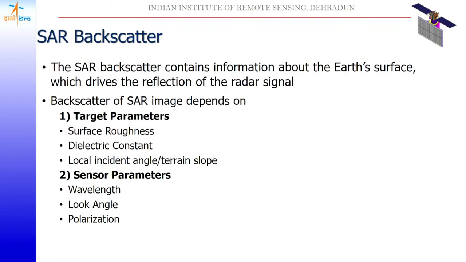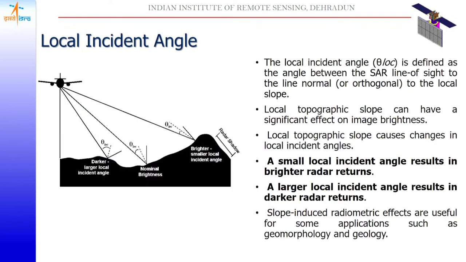So we have seen these three parameters of the target. We cannot interpret any feature on the SAR based on only one parameter. We have to see different target parameters, like the roughness of the feature, the dielectric constant, and the local incident angle. So it will depend on these, giving the darker and brighter regions in the SAR based on the backscatter energy.